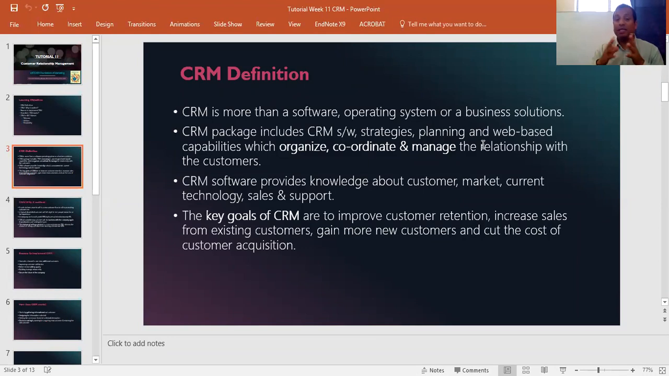So, but what is the key goal of CRM? Is to improve customer retention, increase the sales from the existing customer, and gain more new customer and cut the cost of the customer acquisition. So like these are the different objectives. So important thing is CRM is important to have a kind of customer retention, then acquiring the new customer, and then increase the sales from the existing customer. So it covers all those aspects which is important for a firm in order to make any of the firm profitable.